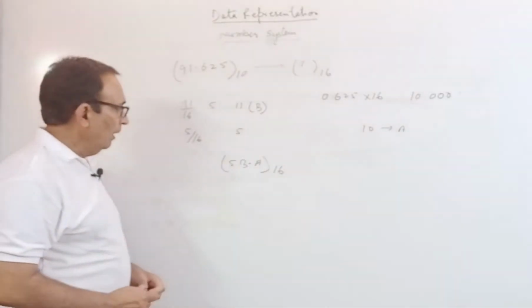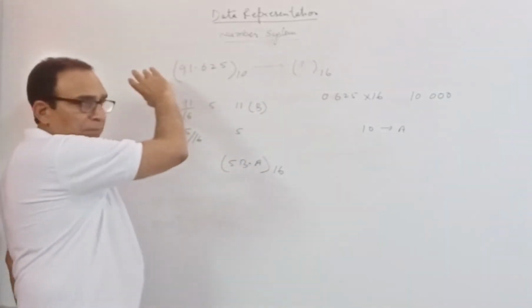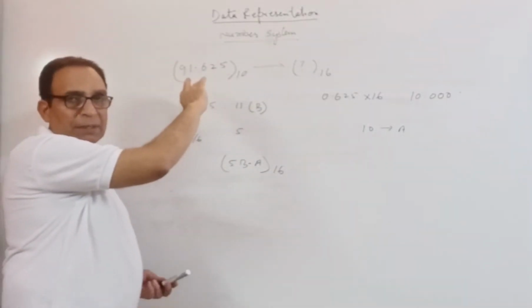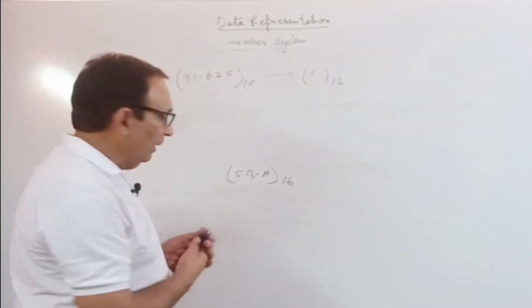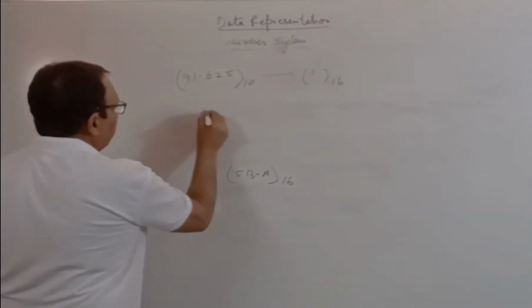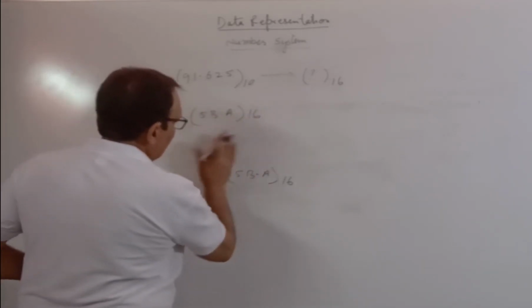Now can we convert this hexadecimal number back to the decimal number? Yes, this also can be done. How it can be done, let us see. We'll take the same number here, that is 5B.A base 16.